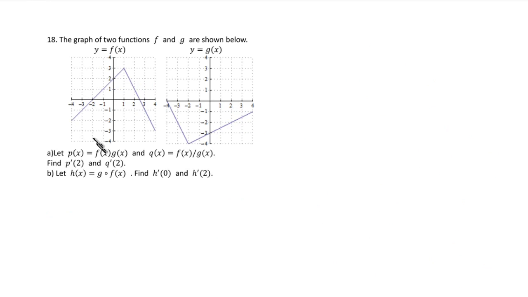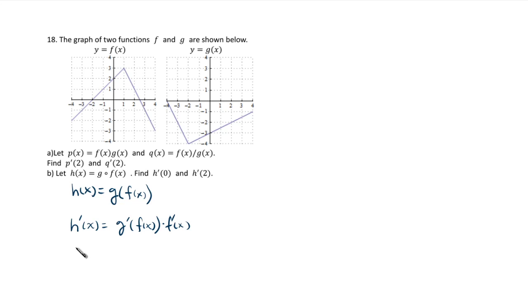Okay, now let's try h of x, g composed with f, and h prime of 0 and h prime of 2. Now, this circle means composition of two functions. That's really g of f of x. Now, h prime of x, therefore, would be g prime of f of x times f prime of x by the chain rule.